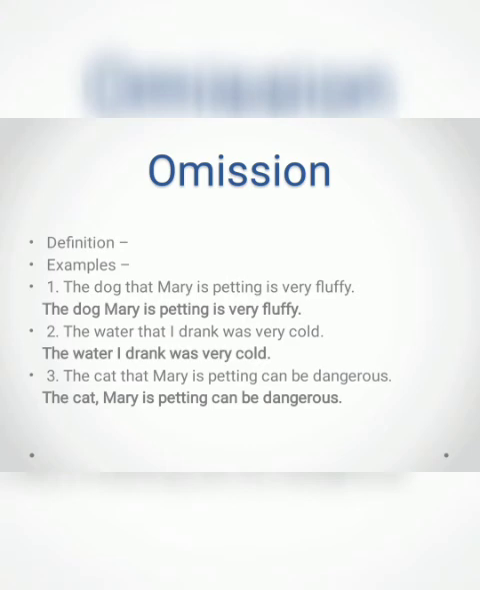So we will better understand it through examples. Examples for omission are as below. First, the dog that Mary is petting is very fluffy. It becomes, the dog Mary is petting is very fluffy. The water that I drank was very cold. It becomes, the water I drank was very cold. The cat that Mary is petting can be dangerous. The cat Mary is petting can be dangerous. From these three examples, we can understand that unnecessary words are skipped. So that was all about omission.